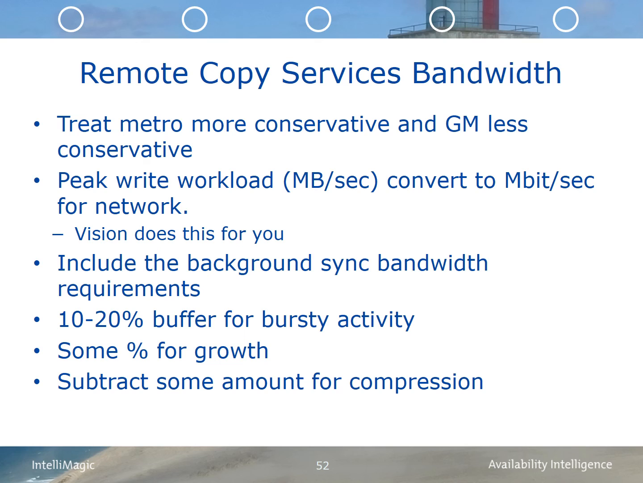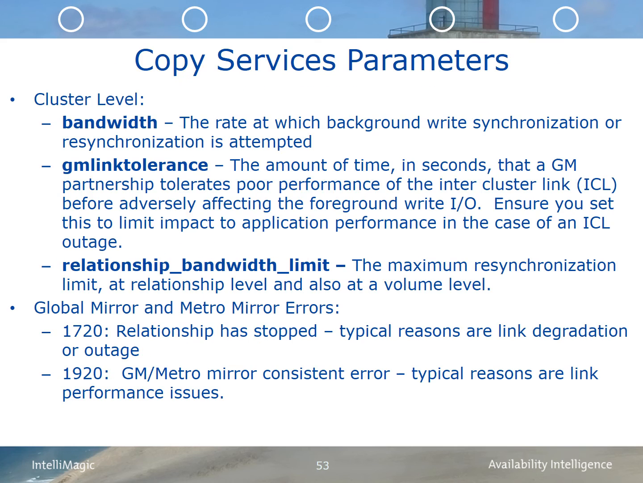Make sure that you include some percentage of growth that reflects the amount of data growth that you're seeing in your environment. And then subtract out some amount for compression. This may be 2-to-1 or 3-to-1, depending on the technology used. Here are some important copy services parameters.